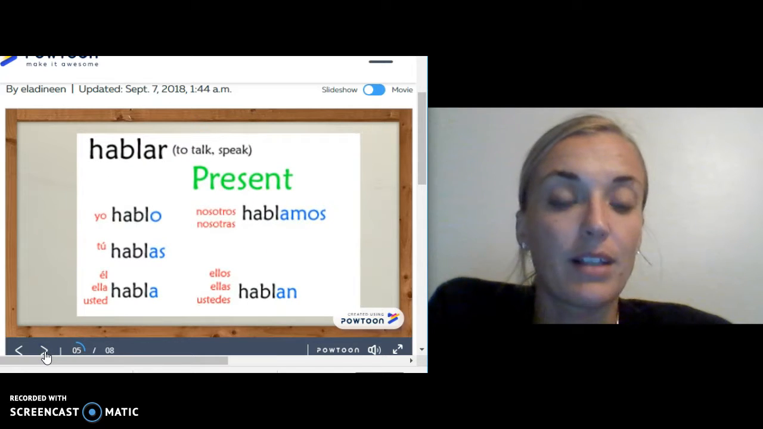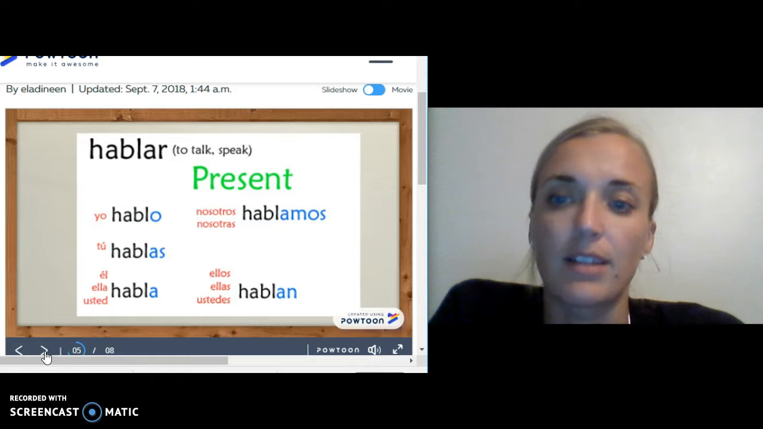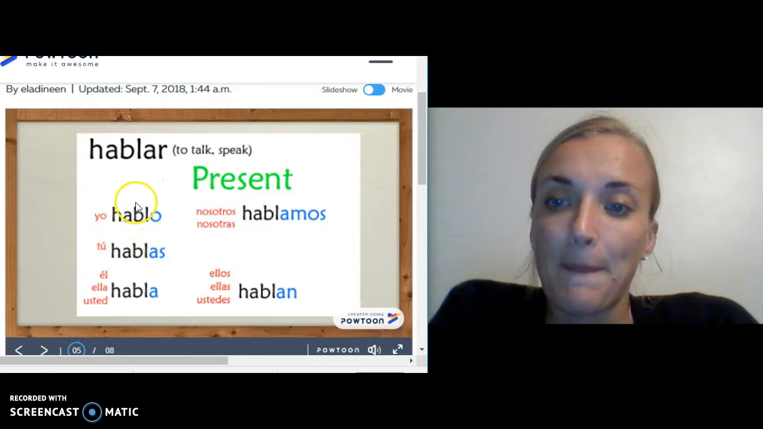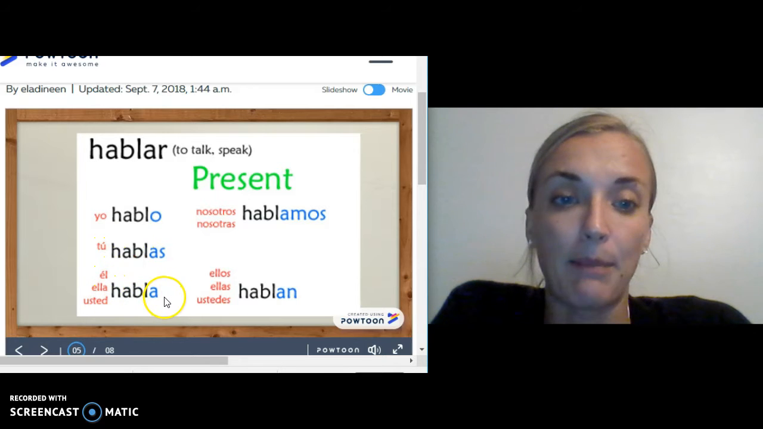All right, so this is what the verb hablar looks like with all of our conjugations, and with vosotros it would be habláis. But take a look at the arrow that I'm pointing at right now. I have the verb yo hablo. My subject pronoun is yo, and I make it agree with hablo. Tú hablas. Él, ella, and usted habla.